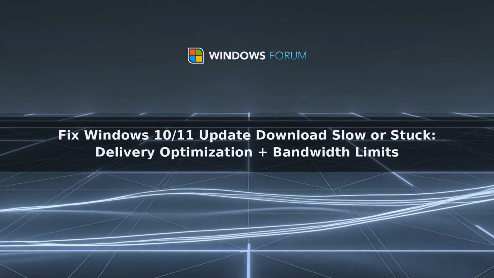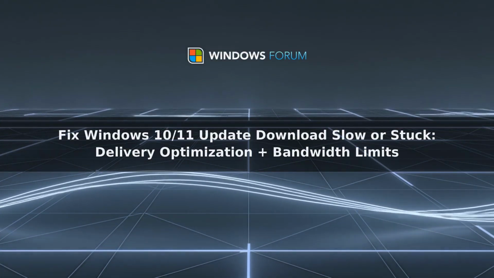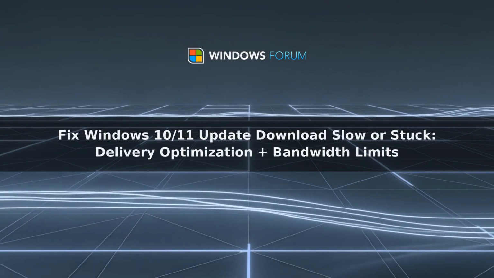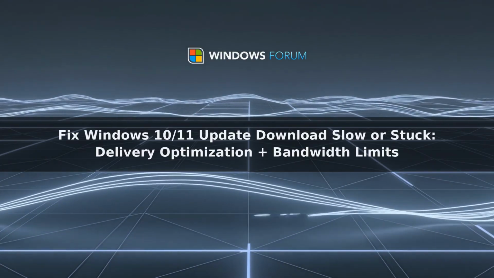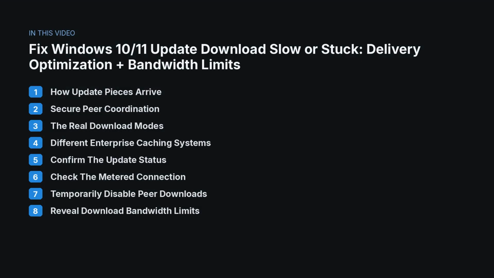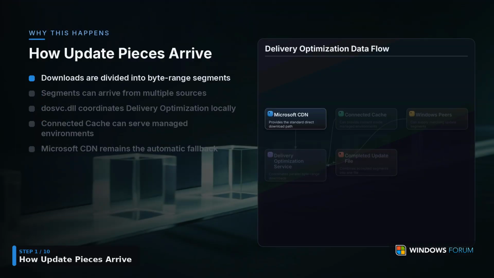If Windows 10 or 11 update is stuck at 0% or downloading painfully slowly, you can remove delivery optimization and bandwidth bottlenecks in minutes. You'll first see how Windows combines Microsoft servers, caches, and peer devices to deliver update files securely. Then you'll check the network controls that can throttle the download and finish by returning to Windows Update.